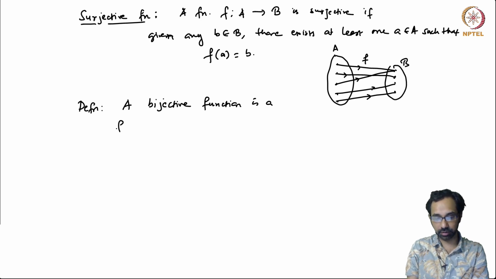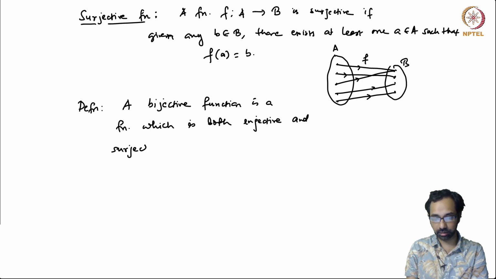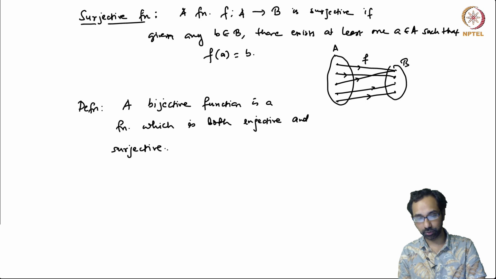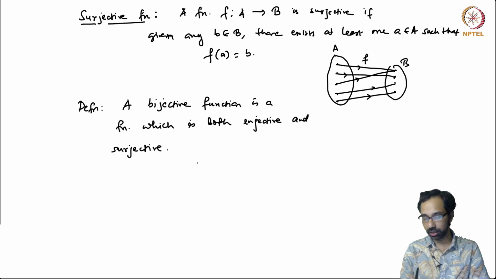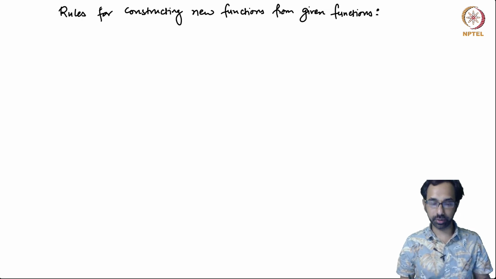is a function which is both injective and surjective. So when you have both injectivity and surjectivity, as we call it, then this function is called bijective. Now let me give a couple of rules for constructing new functions from given functions.